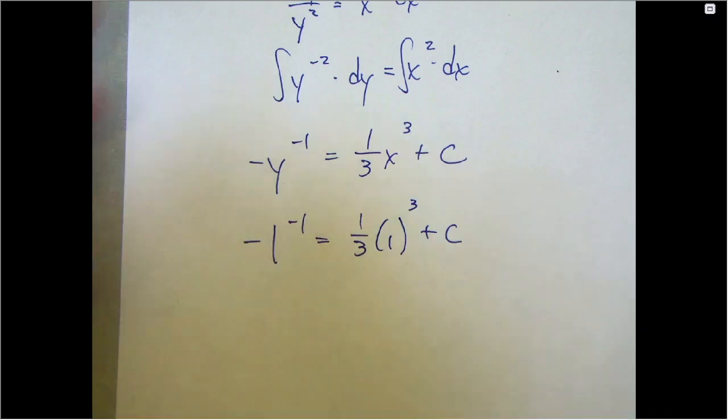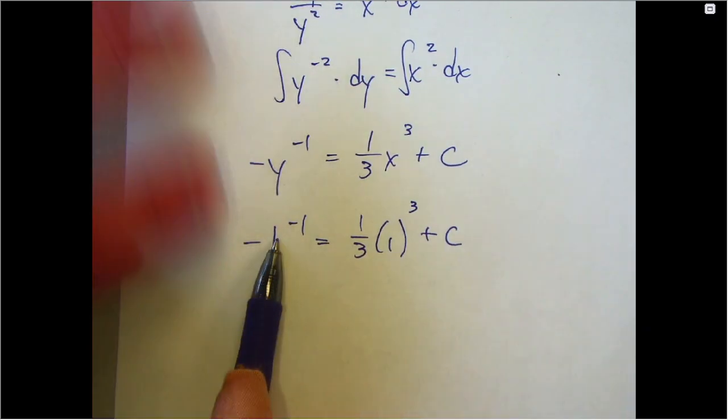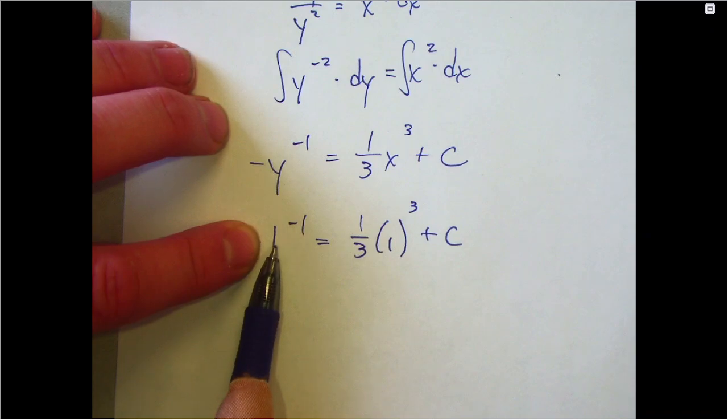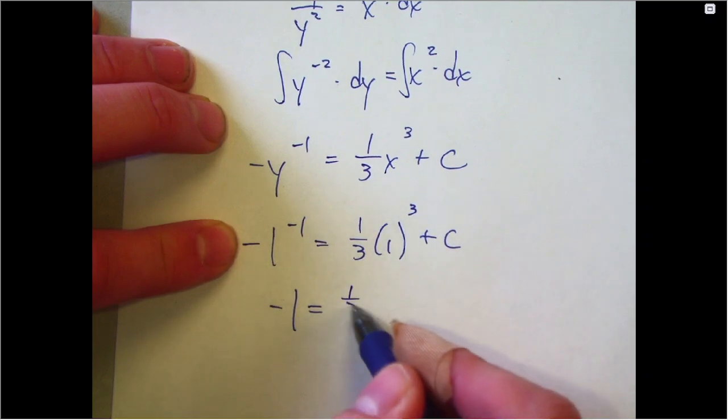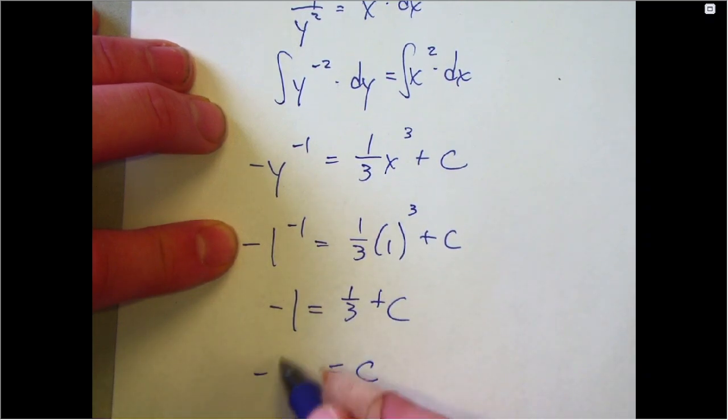So my job here is to find c. 1 to the negative first just flips over the 1, so it is negative. 1 cubed is 1, times 1/3 is 1/3. So I would get c equals negative 4/3.